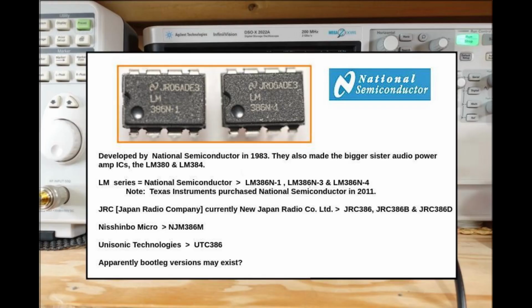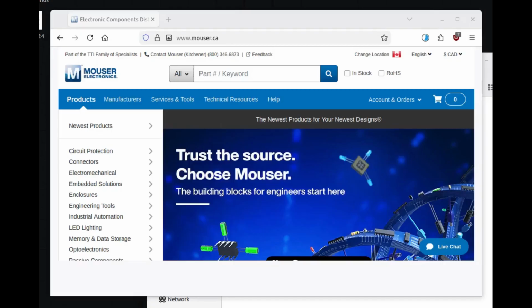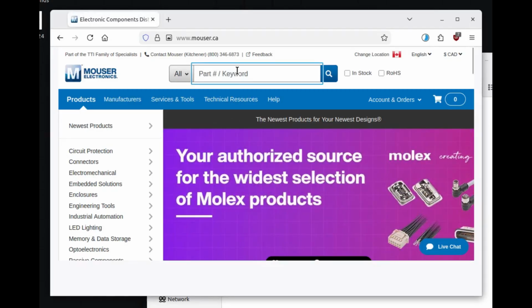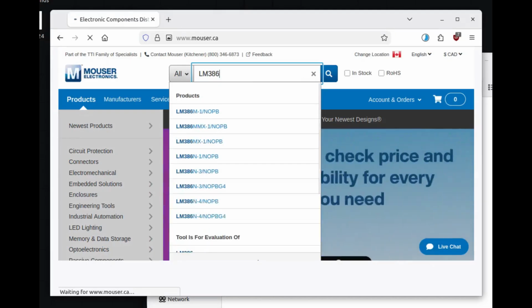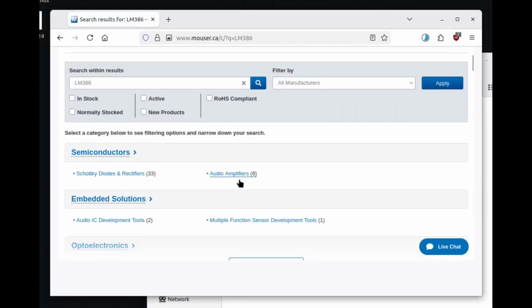And note that Texas Instruments purchased National Semiconductor in 2011. Globally, the LM386 was also licensed to JRC, Nintendo Micro, and Unisonic Technologies. Happily, the LM386 is still available in DIP package for us older, visually challenged builders.